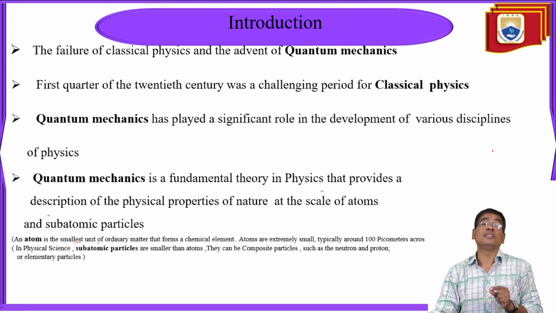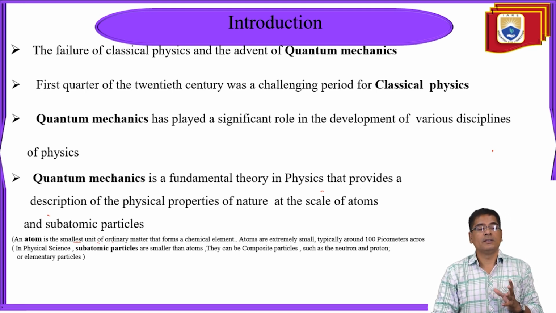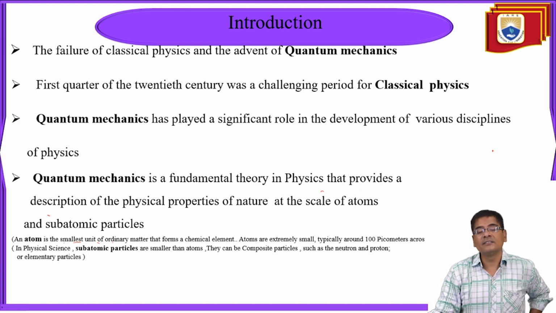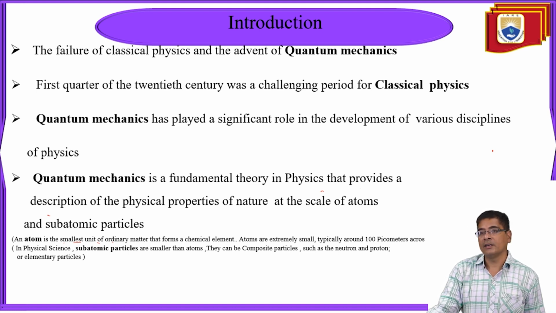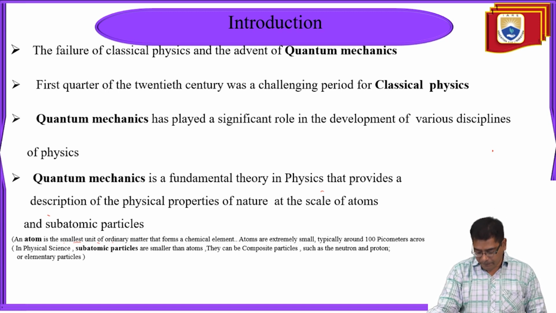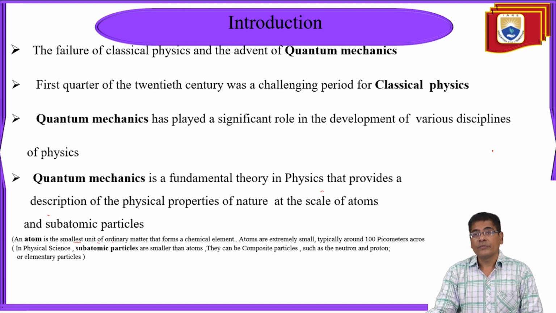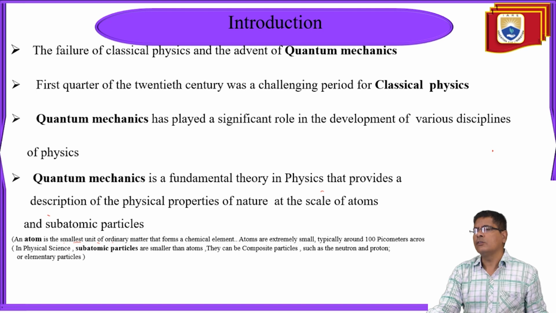In physical science, the subatomic particles are smaller than atoms. They can be composite particles such as neutrons and protons, or elementary particles, right? So this is the introductory part. Actually, it is not the introductory part; it continues some more, right?